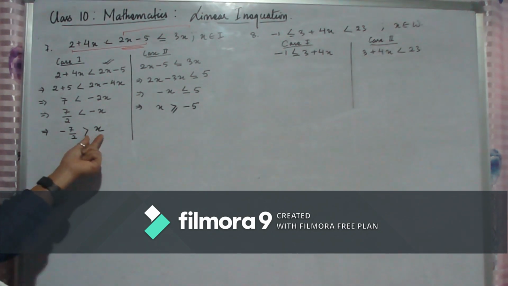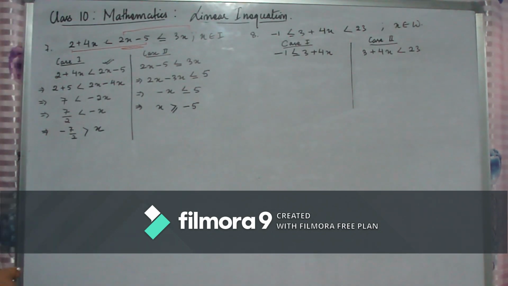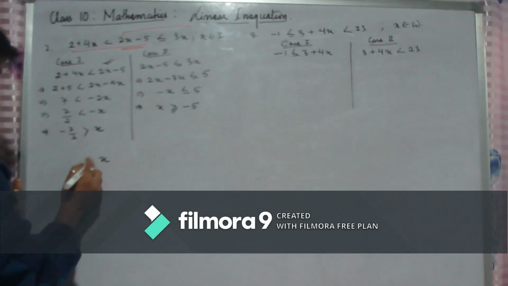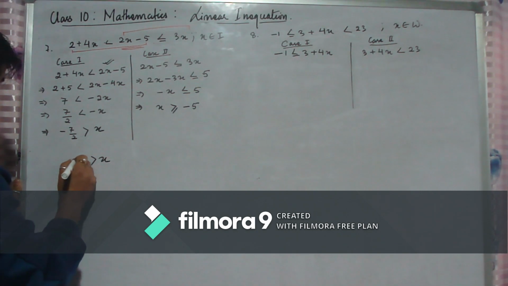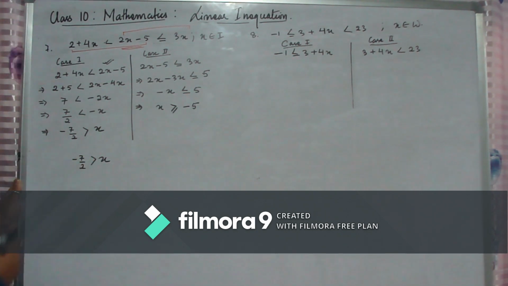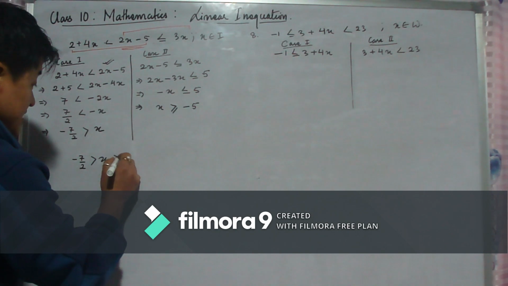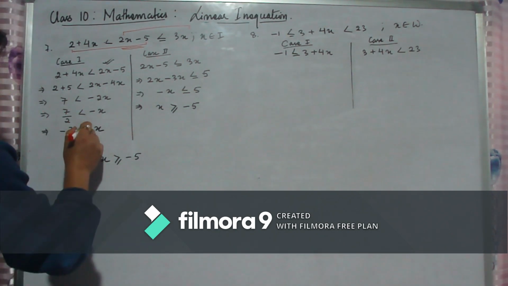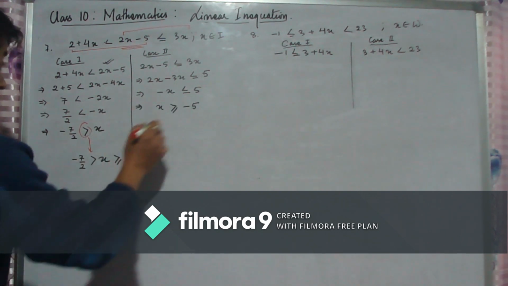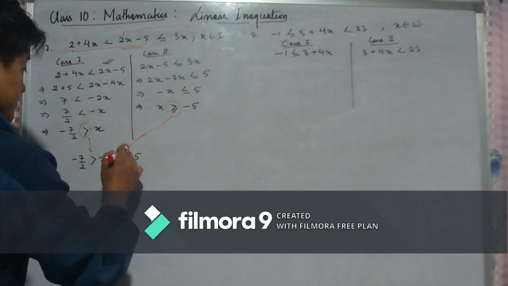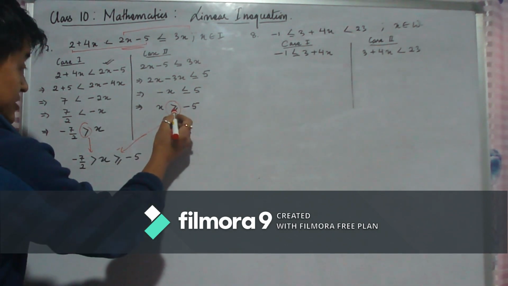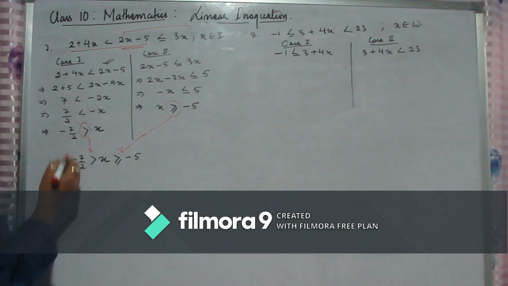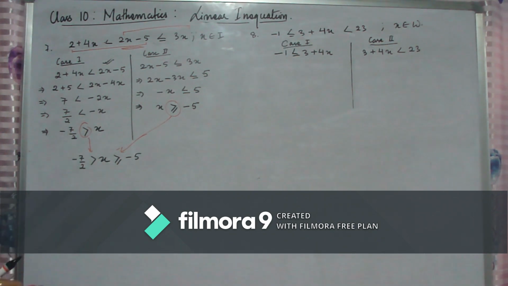Okay, and here x belongs to I, that is integer. Then we can write here x. Before x, in the first case, it is minus 7 by 2 and the sign is less than. Here the sign is greater than or equal to, this is minus 5. From here we got this sign, and if you notice, after this sign there is minus 5, we have written minus 5. Before this sign there is minus 7 by 2, we have written minus 7 by 2.